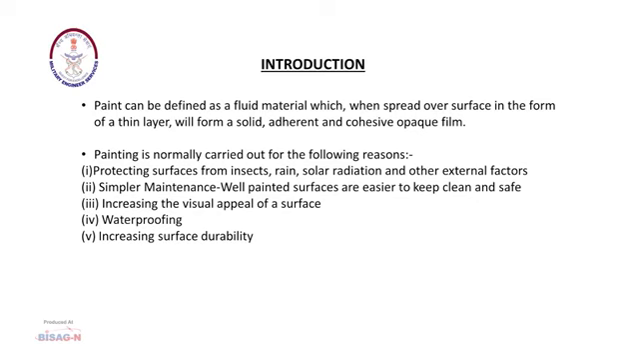Today we are going to have a brief overview on different types of domestic paints available in the market. So first, let's start with the introduction of paint. Paint can be defined as a fluid material which, when spread over a surface in the form of a thin layer, will form a solid, adherent and cohesive opaque film.